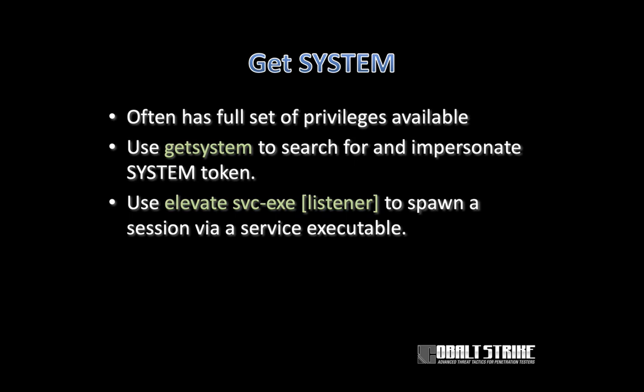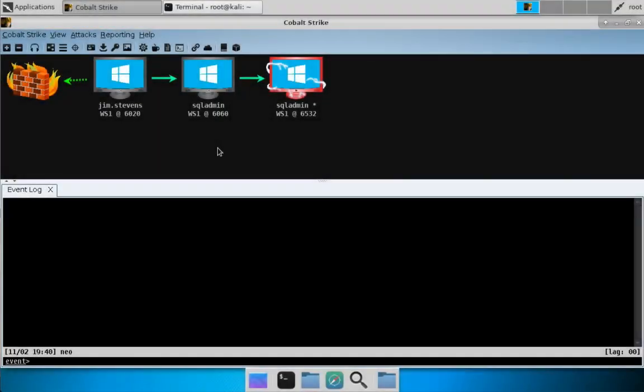The system token is an access token for the privileged SYSTEM account on your computer. The get system command in Beacon will search for and try to impersonate a system token for you. Another way to try to elevate to a system context is to use the elevate svc-exe command. This will drop an executable to disk and create a service to run it, and that executable will run your listener. Let's take a look at escalating to system and working with get privs.